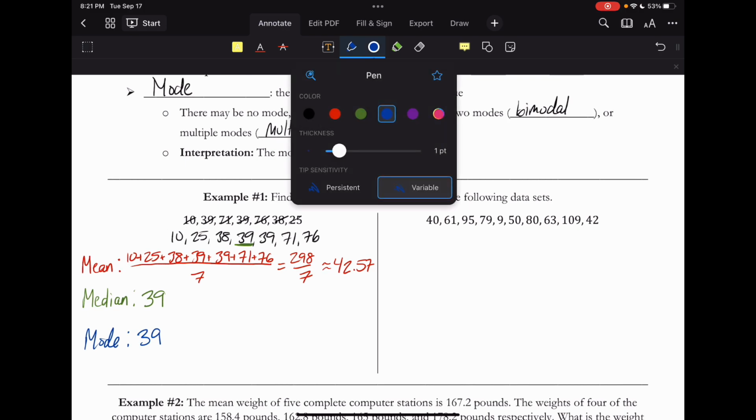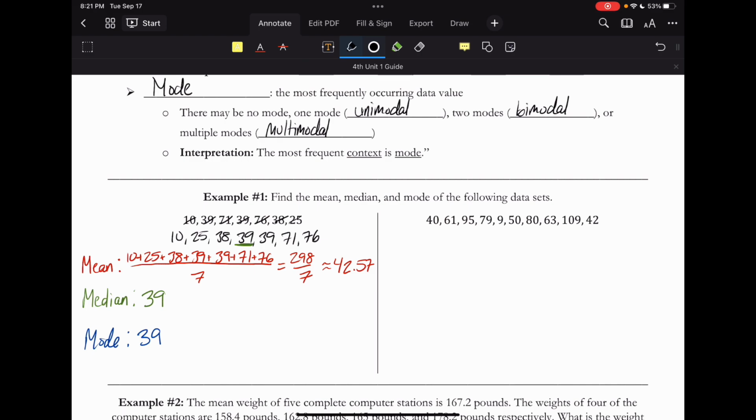Okay, we can go ahead and do the next one. Same exact thing. If you want to pause it and try it, you can. I'm just going to go ahead and do it. So I want to, again, order these from least to greatest. I'm going to start with 9. And then I have 40, 42, 50, 61, 63, 79, 80, 95, and then 109.